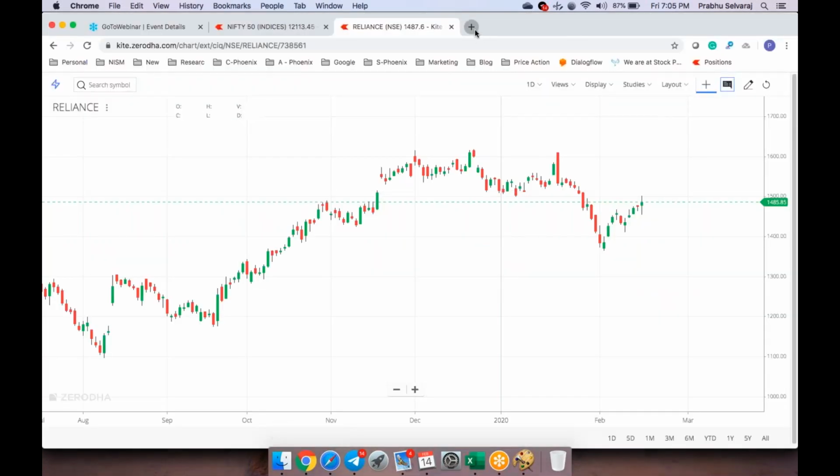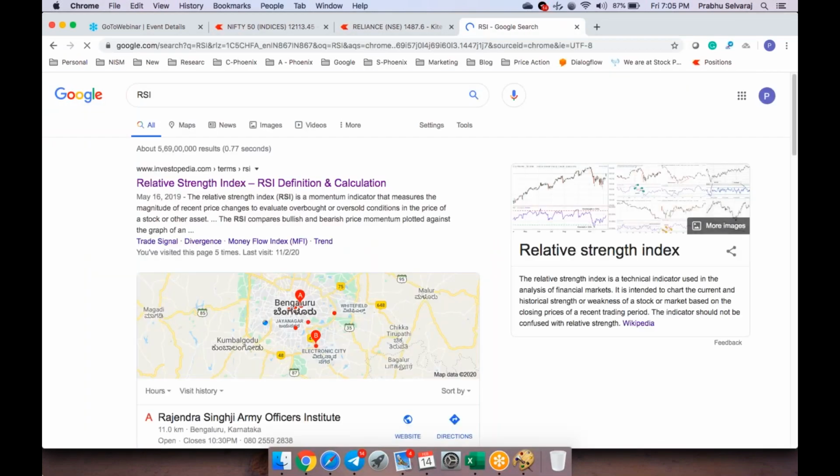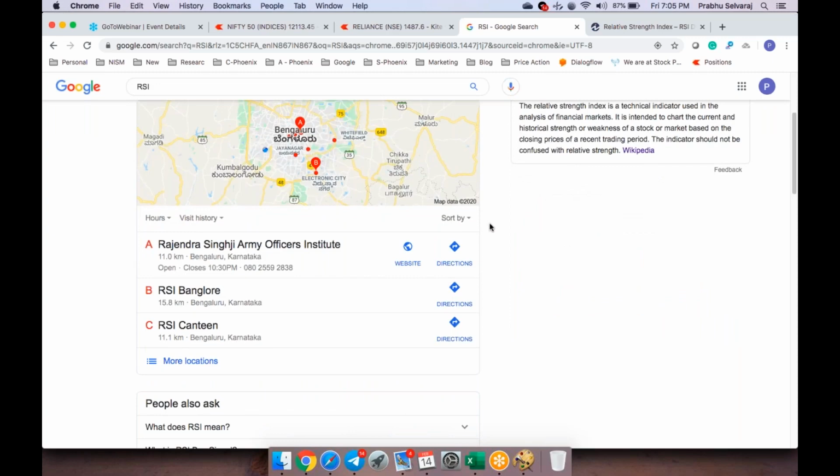Now, for your homework, check with RSI. You get a page from Investopedia. Read it: who developed it, how it has been calculated, and what the formula behind it is.